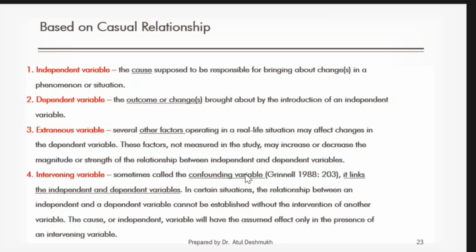So there will be a drastic difference whenever you conduct your study in a real life situation. So whenever you are conducting any kind of study, just think of what the extraneous factors are that are affecting my dependent variable. That is the most important thing.